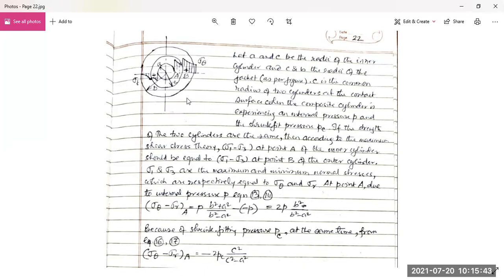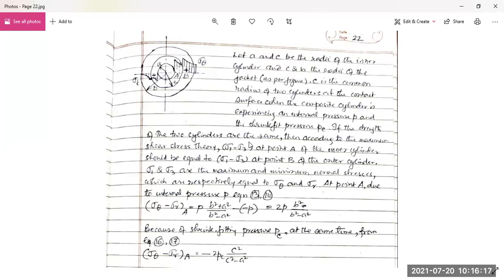So it is experiencing internal pressure P from the inside, and from the outside it is experiencing an external shrink fit pressure PC. Now, the strength of the two cylinders is the same. Here we do not have any external pressure outside the composite cylinder itself. Now, there exist two stresses, one acting on the shrink fit joint, and another acting on the inside of the internal cylinder itself.